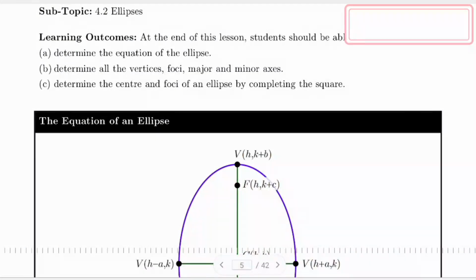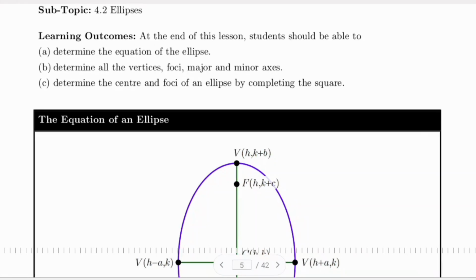For our second lecture, we're going to learn about the ellipse. In this lesson, you're going to determine the equation of the ellipse, determine all the vertices, foci, major and minor axes, and also determine the center and foci of an ellipse by using completing the square.